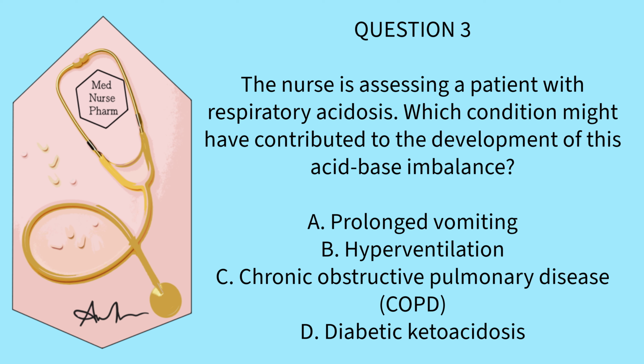Question 3. The nurse is assessing a patient with respiratory acidosis. Which condition might have contributed to the development of this acid base imbalance? Prolonged vomiting, hyperventilation, chronic obstructive pulmonary disease, diabetic ketoacidosis. Pause the video and select your answer.